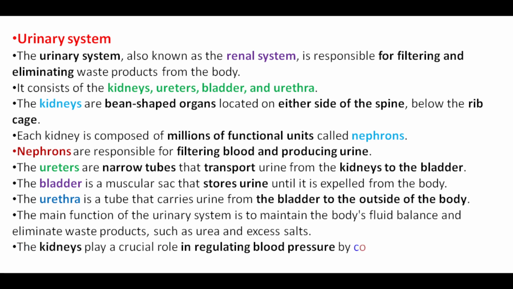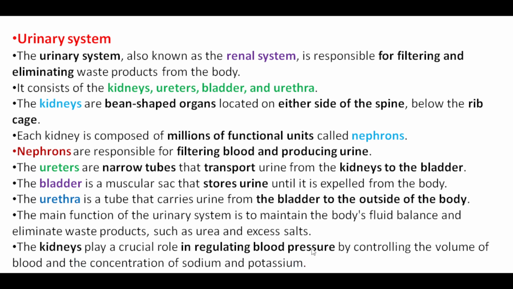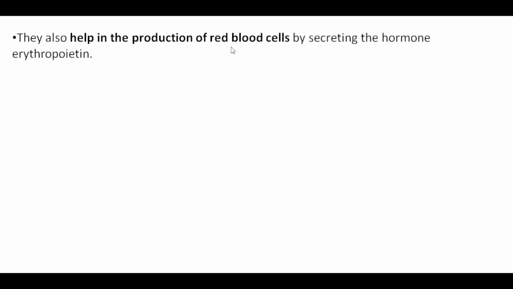The kidneys play a crucial role in regulating blood pressure by controlling the volume of blood and the concentration of sodium and potassium. They also help in the production of RBCs by secreting the hormone erythropoietin.